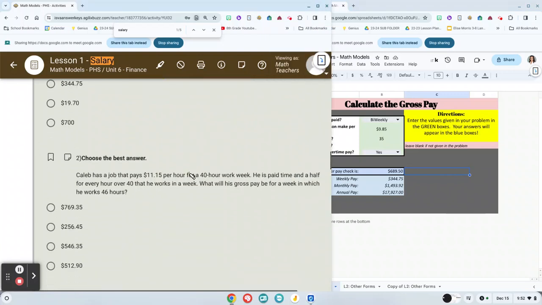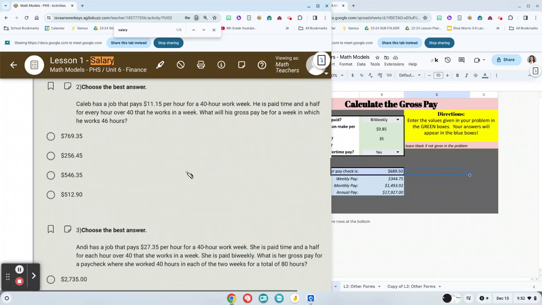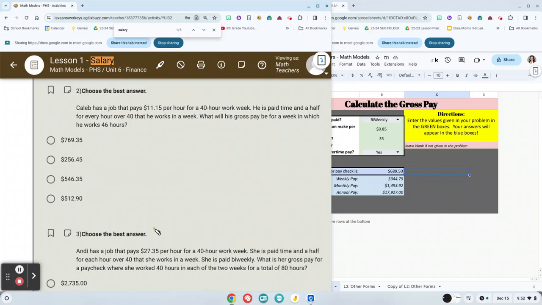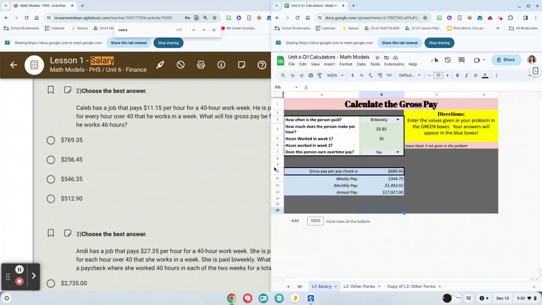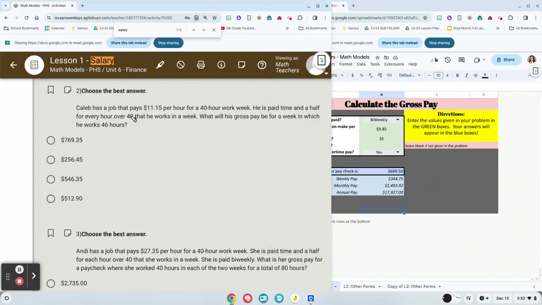All right. Let's try an overtime question. Number 2. All right. So Caleb, let's read it first. Caleb has a job that pays $11.15 per hour, and it's 40 hours. He is paid time and a half, which is overtime. So you can see over 40, that's overtime. What will his gross pay be for a week in which he works 46 hours? So we just need the week here.